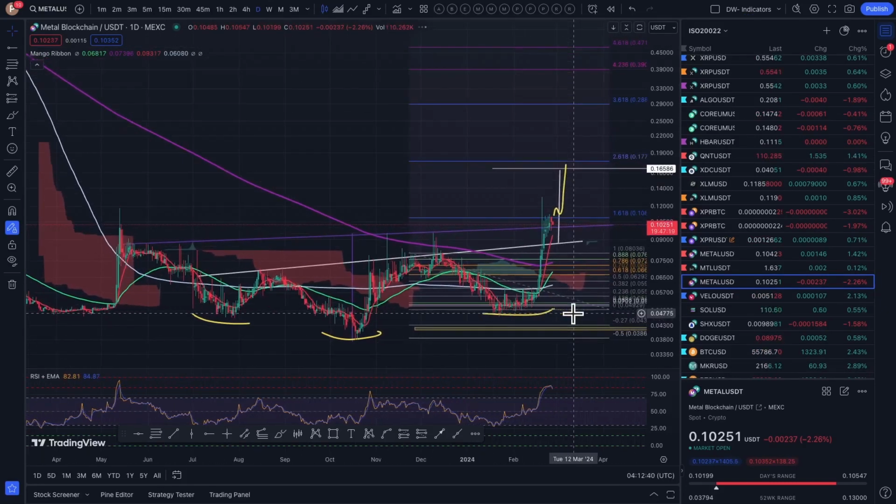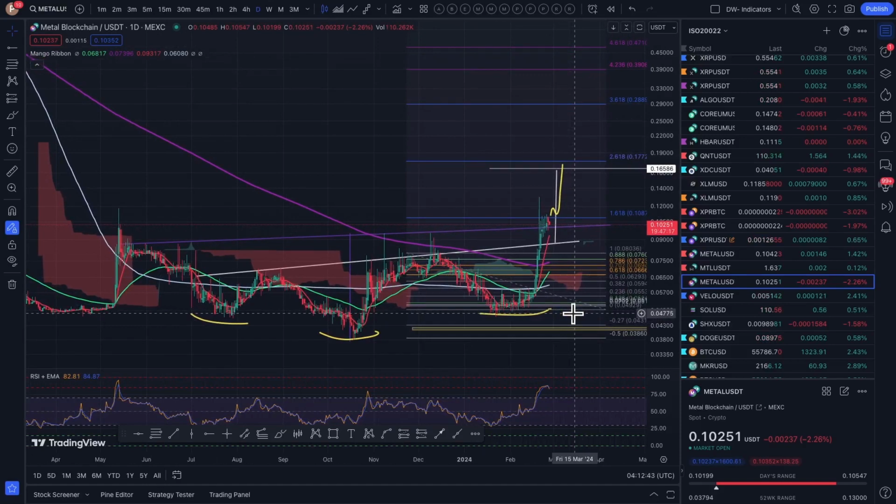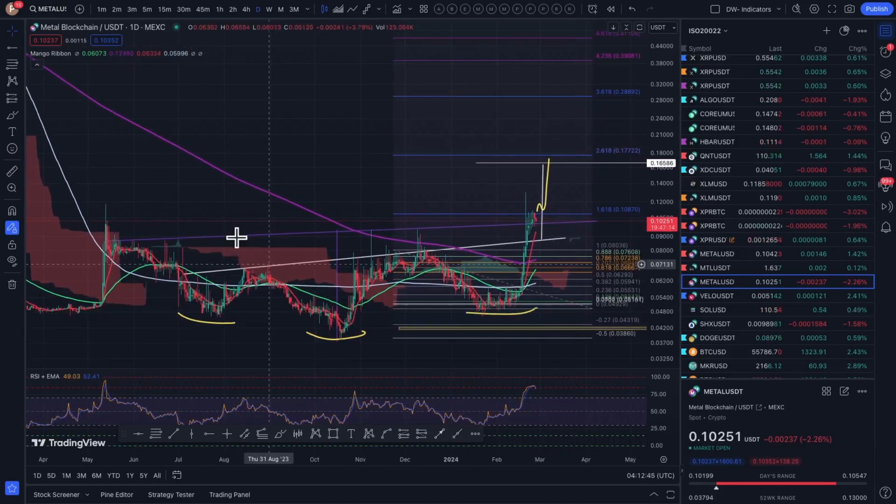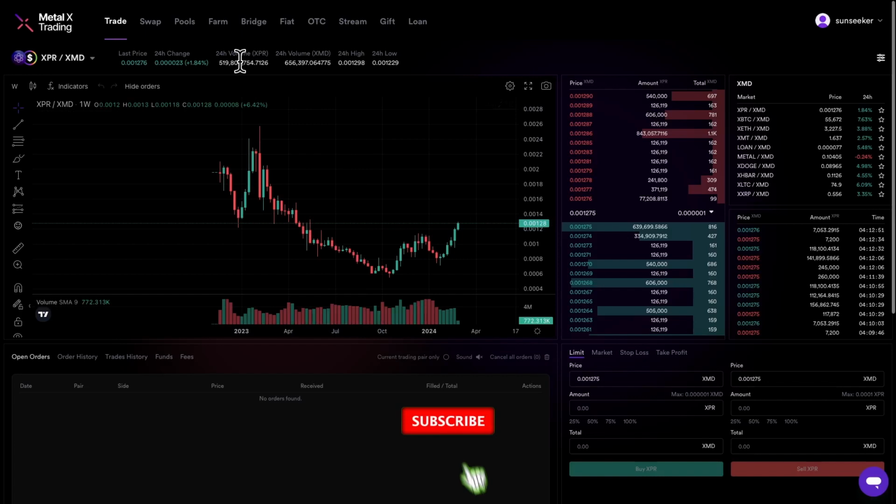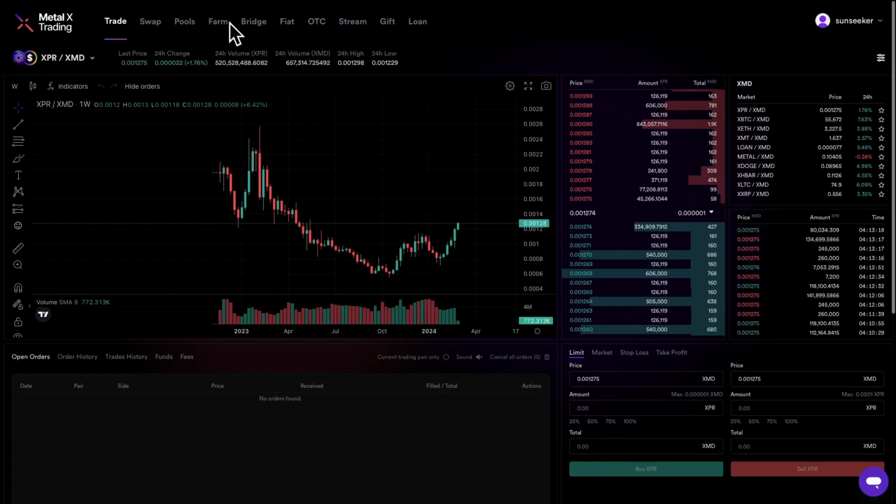Let's take a look at the bridges on Metal Exchange. On Metal Exchange, we have the bridge. So you'll see trade, swap, pools, farm. These two, pools and farm, I created a video about. So if you want to go and watch that, it's about the DeFi, the way that you can invest, earn coins by farming them, or actually putting them into a pool and getting percentages back.